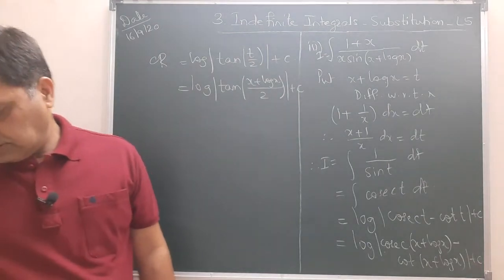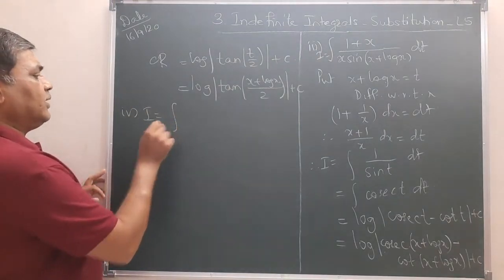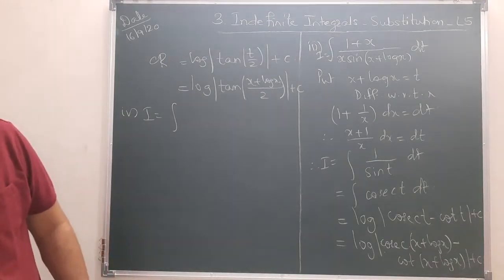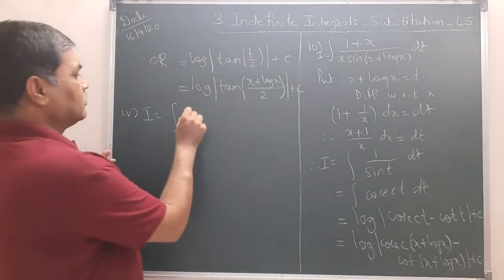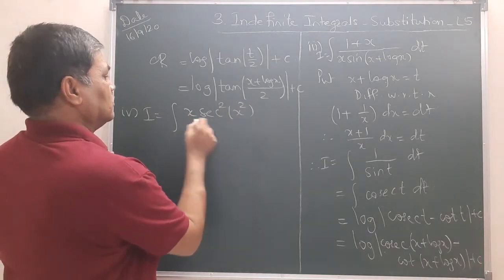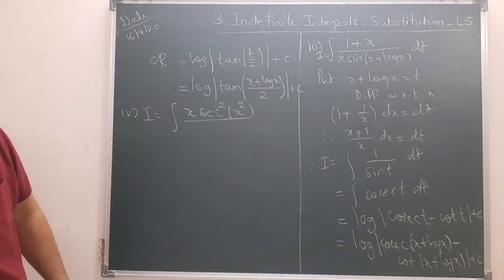Next example is the fourth: I equals integral of x into sec square x square upon under root of tan cube x square.